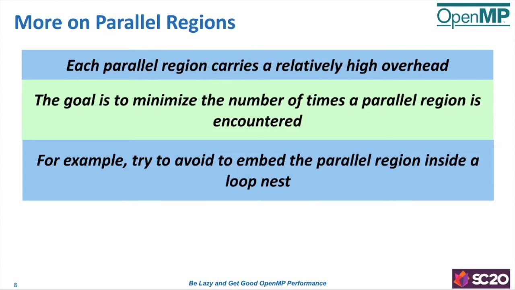Well, that's a really bad idea, because the overhead of that parallel region, and the barrier, are executed each time you go through the outer loops. And that could be many, many times. One classical trick is to push that parallel region outward and embed the whole loop nest in a parallel region. There are examples out there that will show you how to do that.